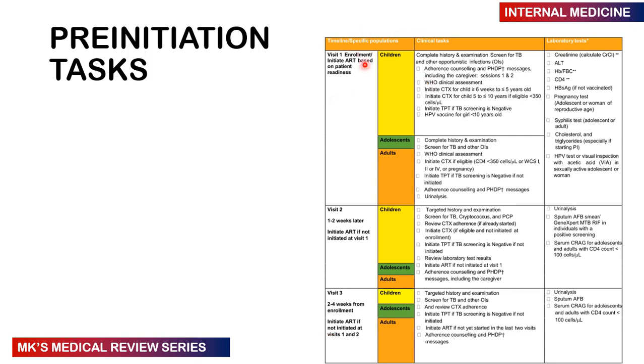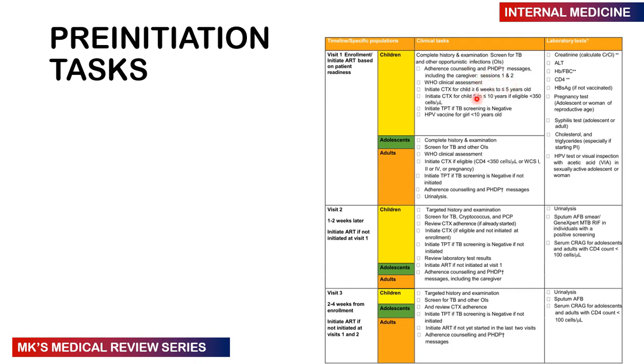So the first visit is your enrollment or initiation of the ART-based regimen, depending on the patient's readiness. It could be a child, an adolescent, or an adult. If it's a child, you want to take a complete history and examination, screen for TB and other opportunistic infections, and counsel them on adherence and compliance each time you see them. Then, of course, WHO clinical staging, and start them on cotrimoxazole prophylaxis if it's a child greater than 6 weeks up until they are less than 5 years.